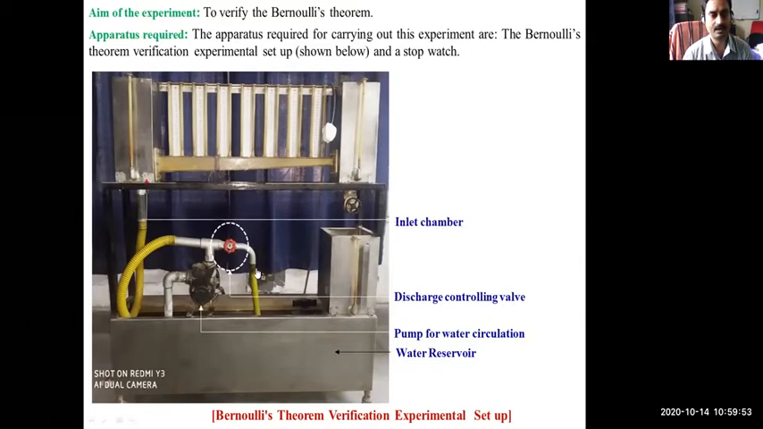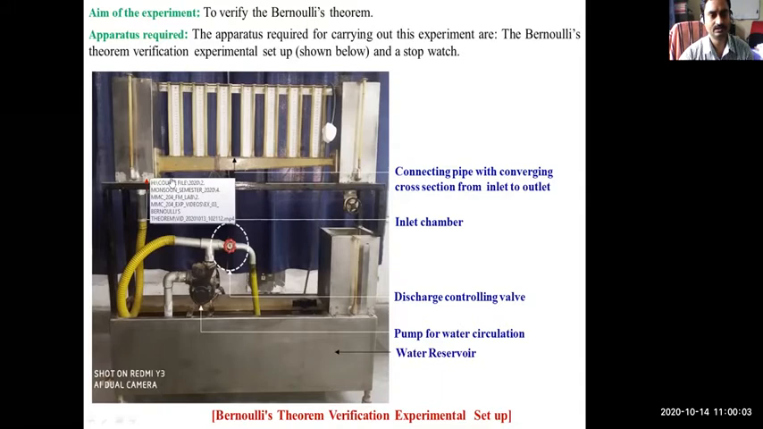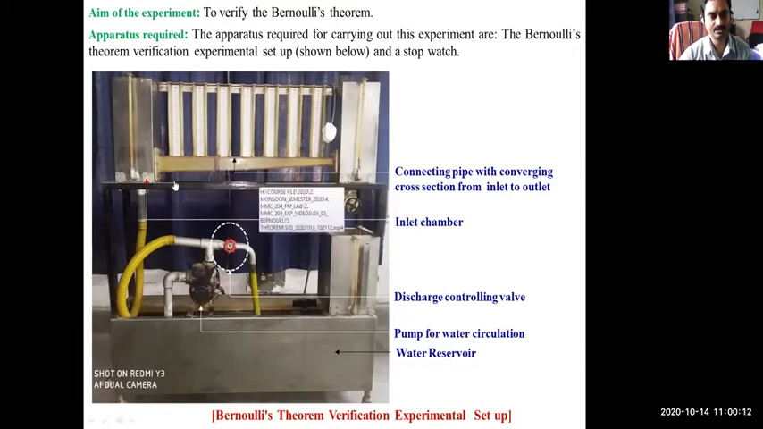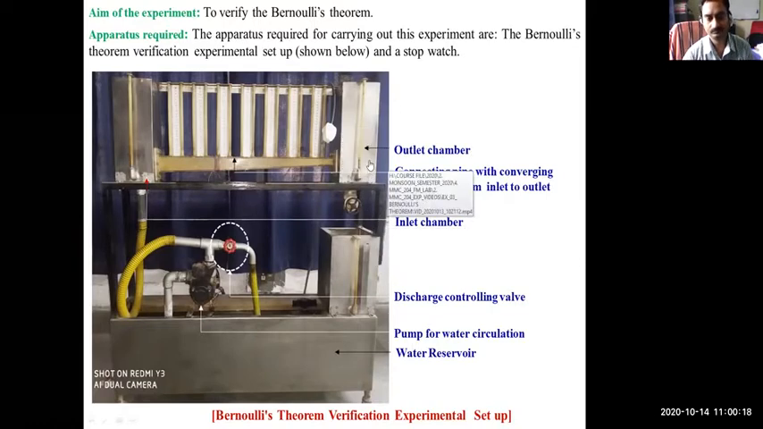Next part is the inlet chamber. Fine. Now this one is a connecting pipe with a converging cross section. You could see this side is having a larger cross section as compared to this side. So the inlet and the outlet tanks are being connected through a pipe of a converging cross section. Fine. The next part is the outlet chamber. This one is the outlet chamber. This is the outlet valve.